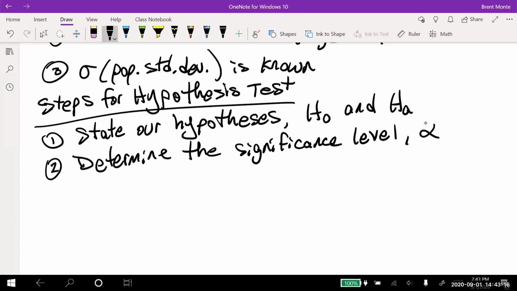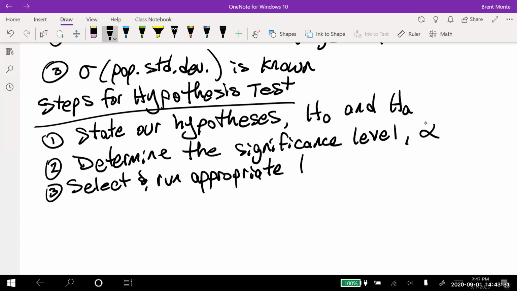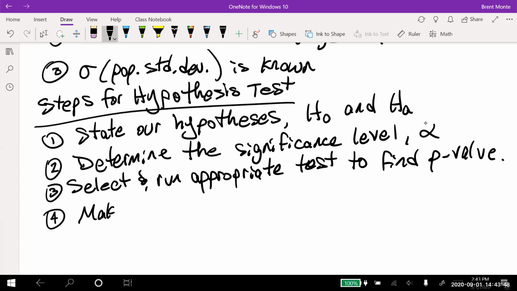All right, so our third step, now that we have that, what we're going to do, we need to select and run the appropriate test. And our goal there is to find the p-value. Once we have the p-value, step 4 is we make a decision about the null hypothesis H sub 0. And here's what I mean by that.